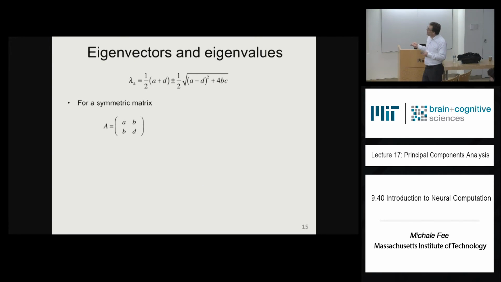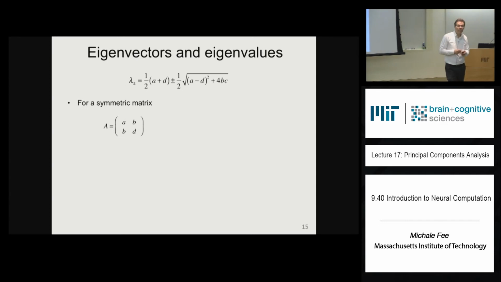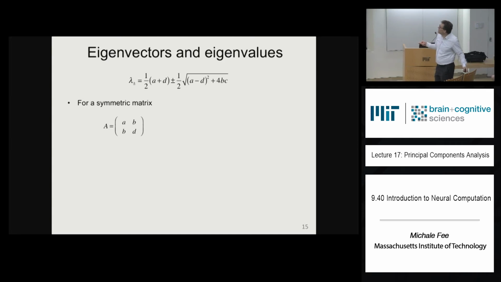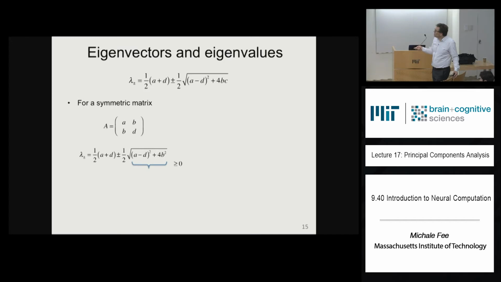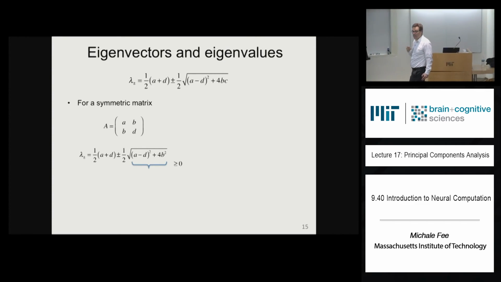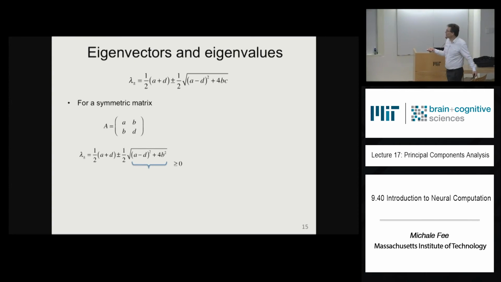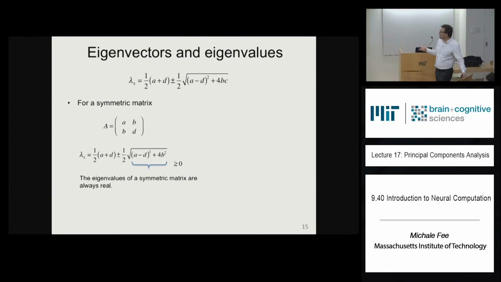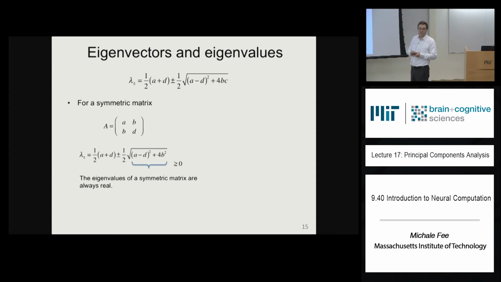All right, so let's find the eigenvalues for a symmetric matrix, with A, D on the diagonals, and B on the off diagonals. Let's plug these into this equation. The 4bc becomes 4b squared. And you can see that this thing has to be greater than 0, because a minus d squared has to be positive, and b squared has to be positive. And so what we find is that the eigenvalues of a symmetric matrix are always real.